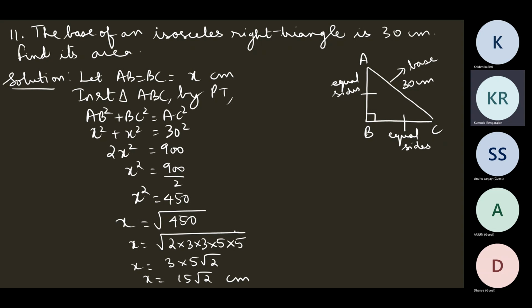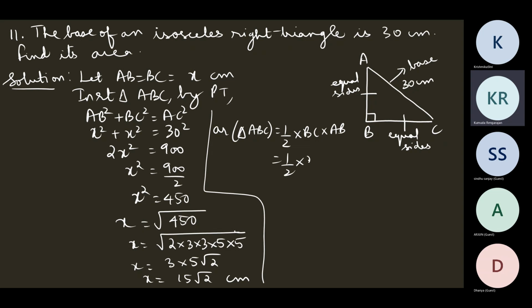Actually, you don't even have to find x. I'll tell you why. It's enough if you find x squared. Here, it's enough if you find till here. You don't even have to find x, because what's the area of the triangle now? Area of triangle ABC is equal to half base into height. Half into base BC into height AB. So that is half into x into x, so half into x squared. We already know x squared is 450. So half into 450, so 225.